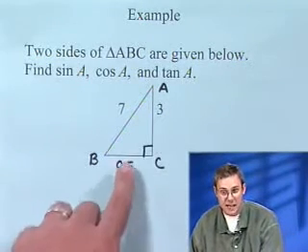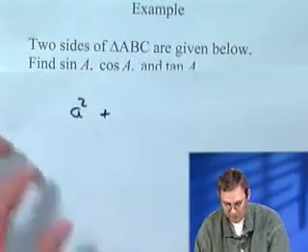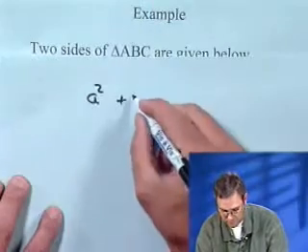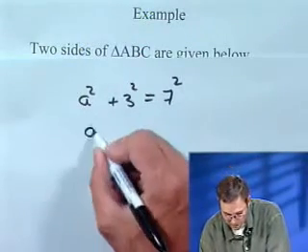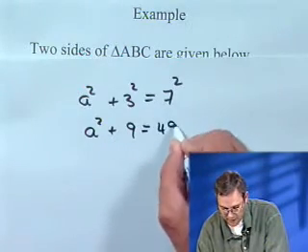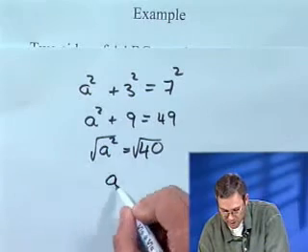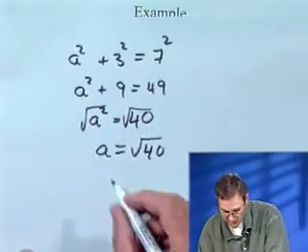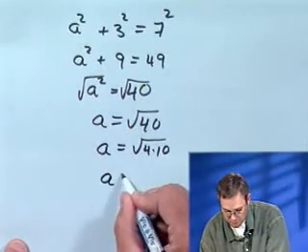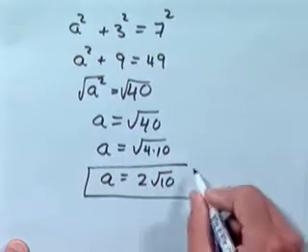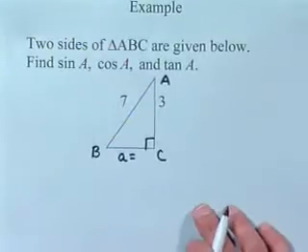Well, we do know the Pythagorean theorem says that a squared plus b squared is equal to c squared. So I'll go ahead and write that down. A squared plus b squared is equal to c squared. And I'll just solve for a. A squared plus 9 is equal to 49. So a squared is equal to 40. If I take square roots, a is equal to square root 40. And we could probably reduce that. Let's see, square root of 40 is square root of 4 times 10. And the square root of 4 is 2. So our side a is 2 square root 10. Okay, so we did that just by the Pythagorean theorem, and you're used to doing that.